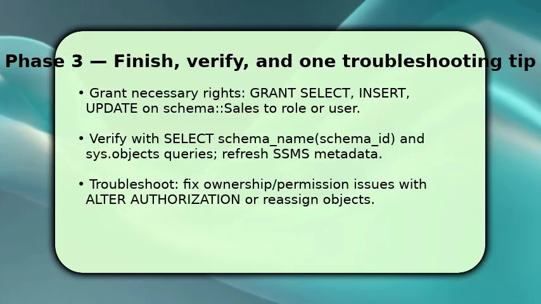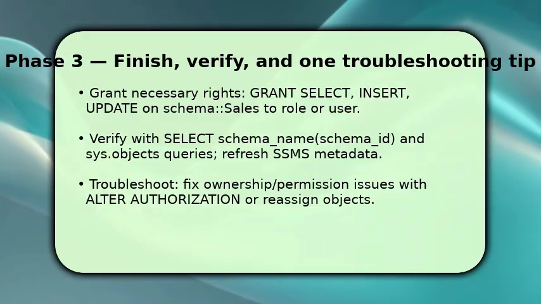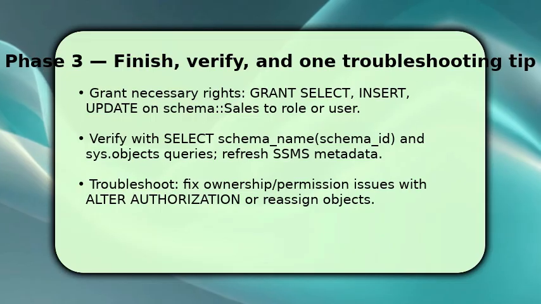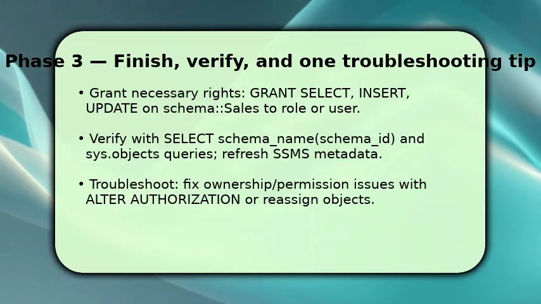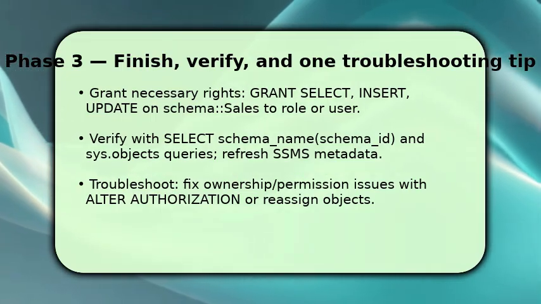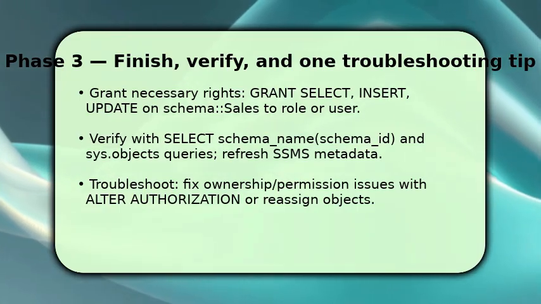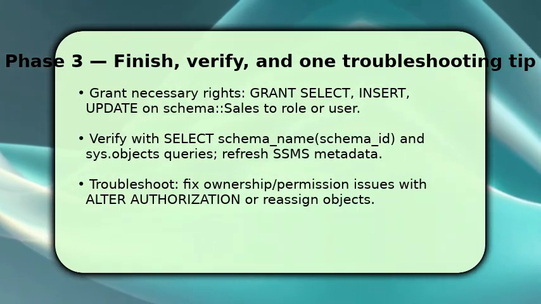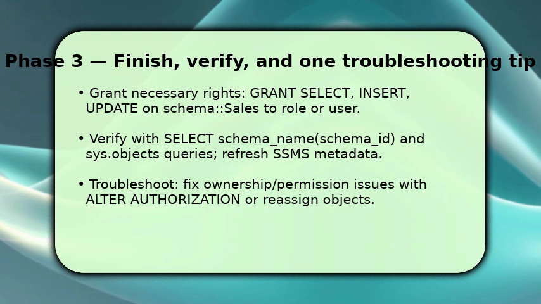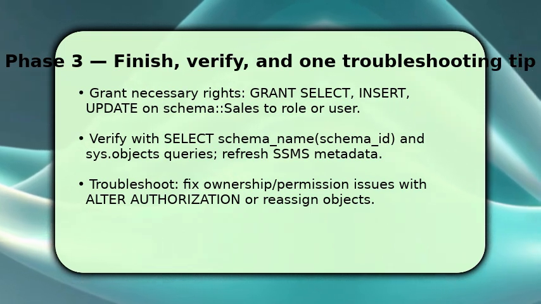If something goes wrong, troubleshoot ownership and permission chains first. Missing rights often block access. Resolve by running ALTER AUTHORIZATION ON SCHEMA::sales TO dbo, or adjusting role memberships. Finally, document the schema purpose and include it in your backup and deployment scripts to avoid surprises.